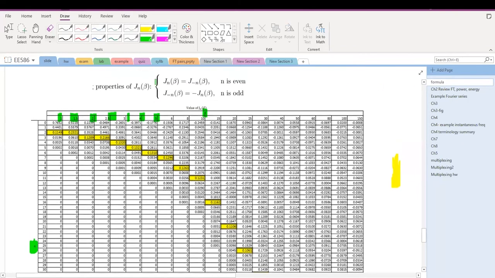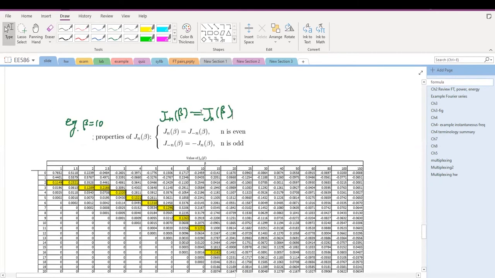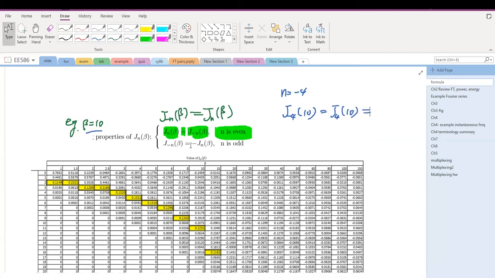The Bessel function is determined by 2 dimensions. And you may find that this table does not provide any values of n which are negative. This is because we have this relationship: if n is even, we have J minus n of beta equals J n of beta. This is the same thing, J n of beta equals J minus n of beta. So for example, n equals minus 4, then J of minus 4, beta equals 10, for example, equals J 4 of 10. So let's see what this equals. In this case, beta equals 10.